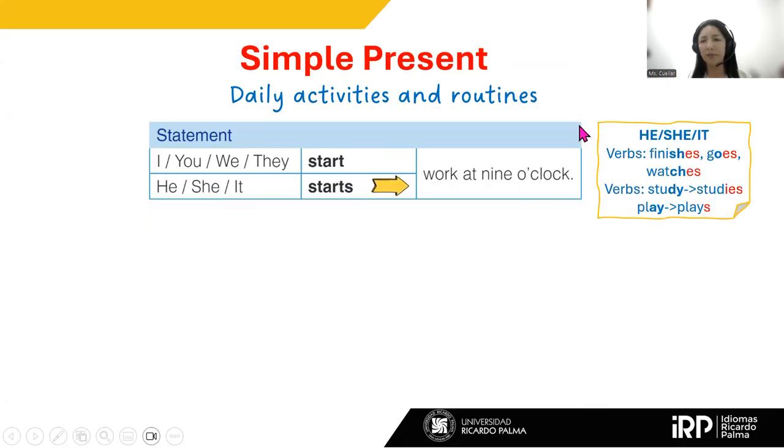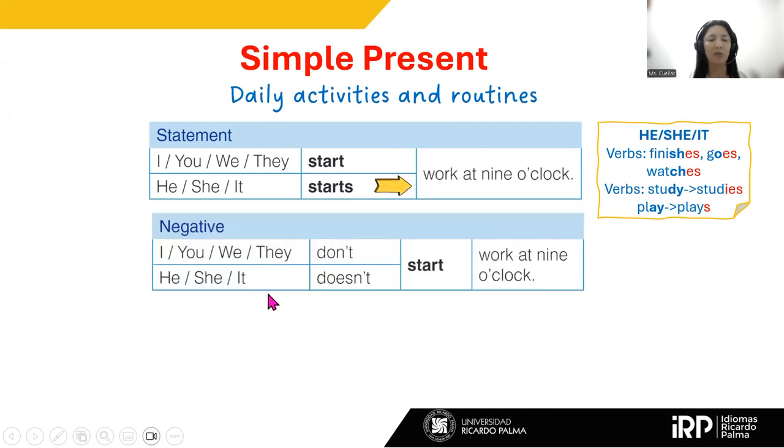What about some other verbs? In the case of verbs that end in sh, like finish, we add es. Verbs that end in o, like go, goes, we add es. Verbs that end in ch, like watch, we add es. In the case of verbs that end in consonant plus y, we change the y to ies. In the case of verbs that end in vowel plus y, we just add the s. Okay, remember that this is for third person singular, he, she, and it.